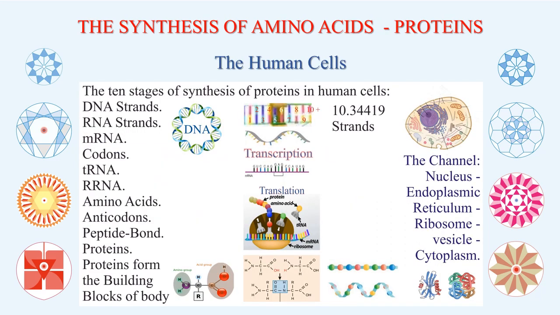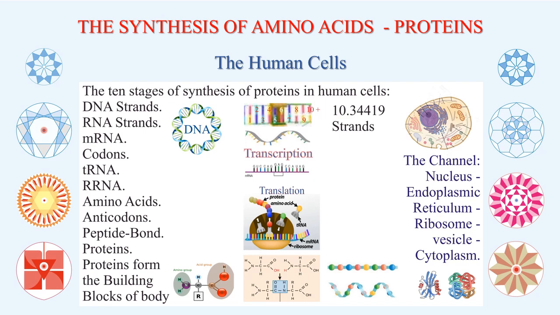Now, synthesis of amino acids and protein also takes place in human cells. Incidentally, there are 10 stages of synthesis of protein in human cells also, and DNA strands. This is also something designed based on my understanding of Divyank, and it will lead to the formation of Divyank. How, we will be discussing at a later date.